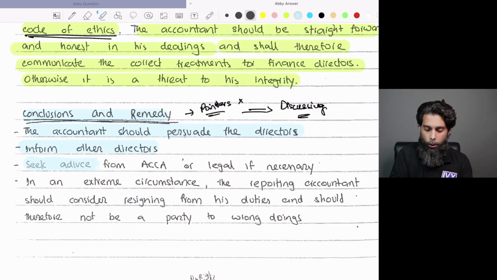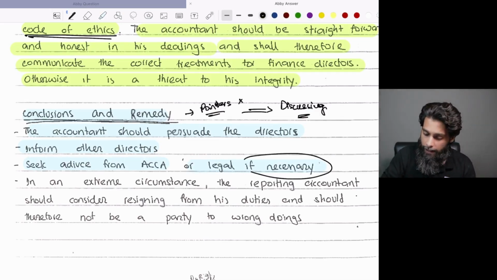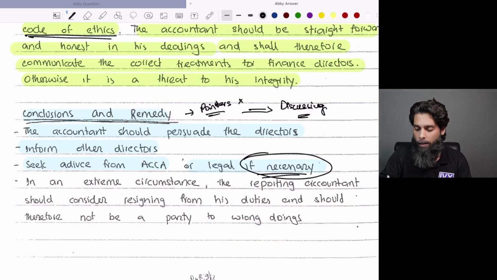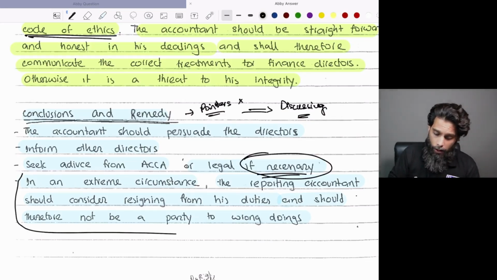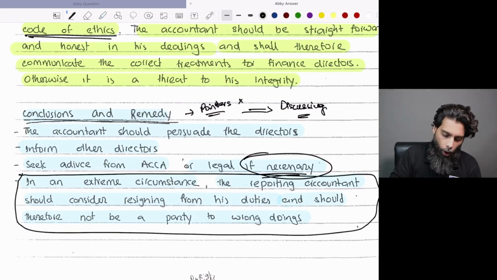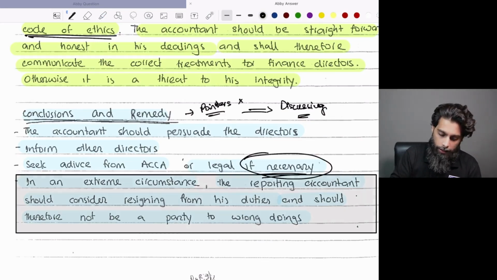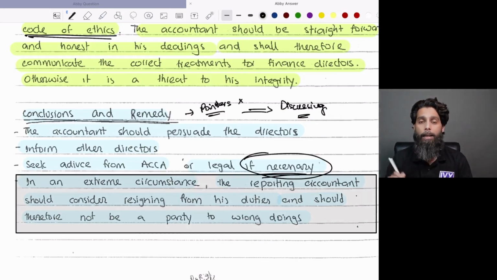Inform other directors. You should seek advice from ACCA or legal advice if necessary. Remember, if necessary, this phrase should always be provided. You cannot skip it. In an extreme circumstance, the reporting accountant should consider resigning from his duties and should not be a part of wrongdoings. In an extreme circumstance, if all above measures fail, still you should not be part of such wrong dealings.